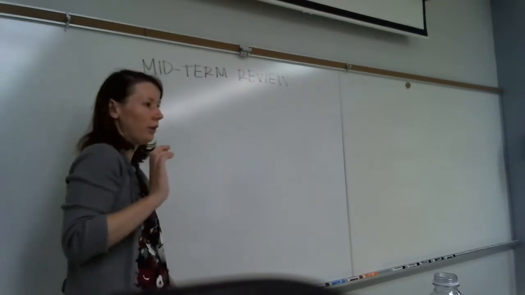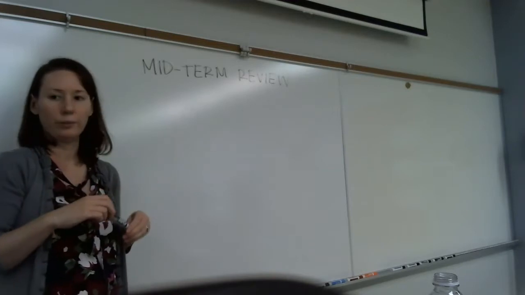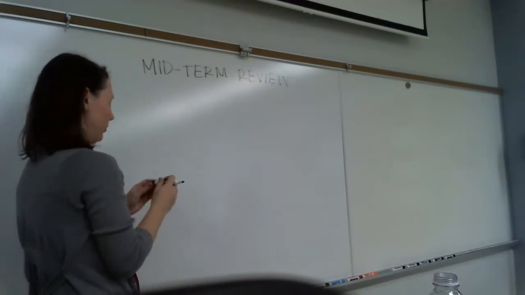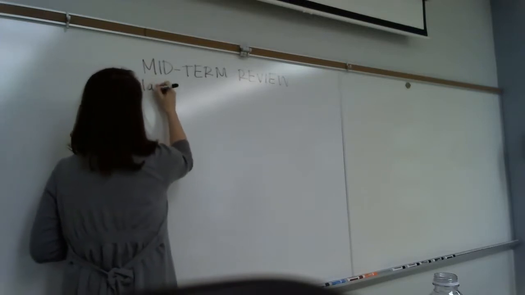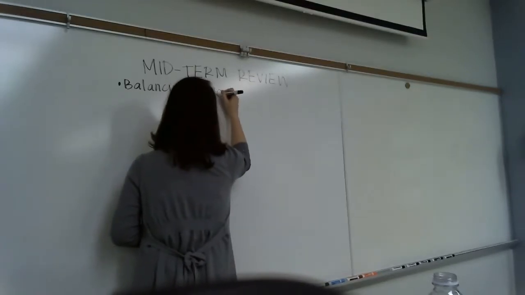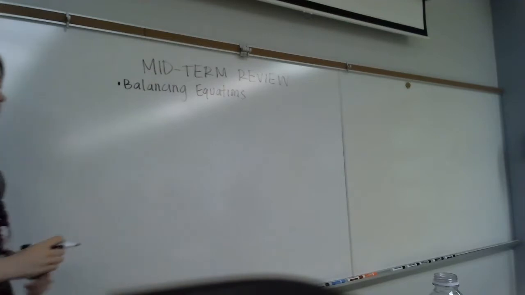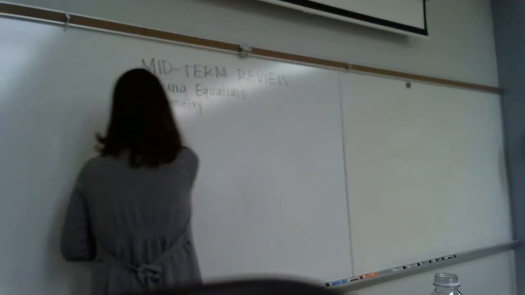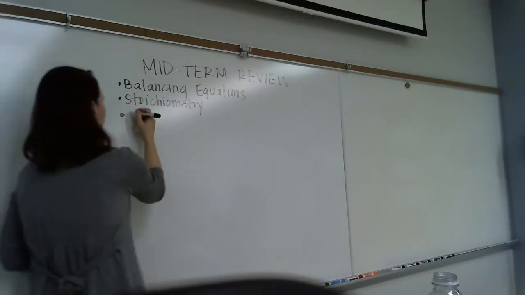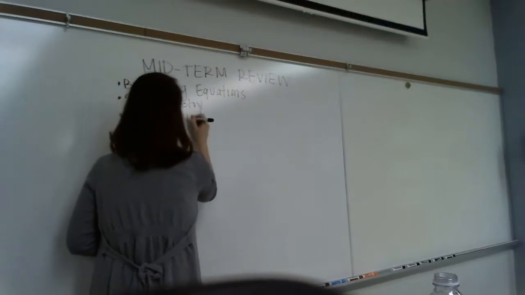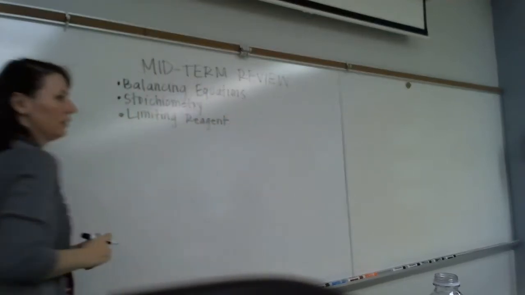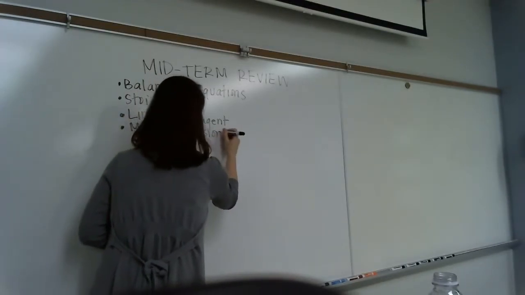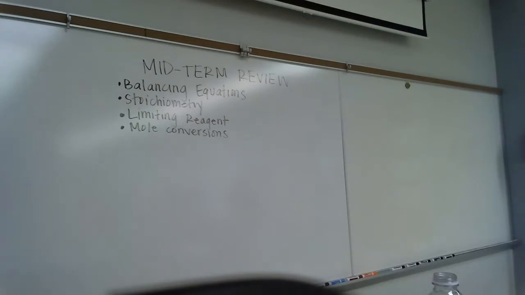So what kinds of things did you guys write on your list that you'd like for us to go over today in our review? Balancing equations. I'm just going to list them all out, and then we'll go through samples of each one. All right? So balancing equations. That's a good one. What else? Stoichiometry. Okay. Limiting reagent. Those two go together, so that's good. Okay. Mole conversions. All right. What else? Lewis structures. Okay.